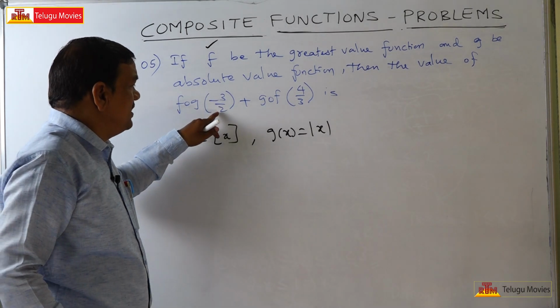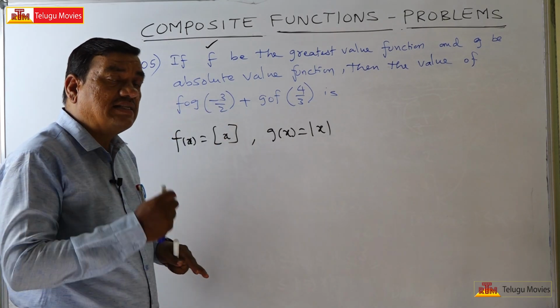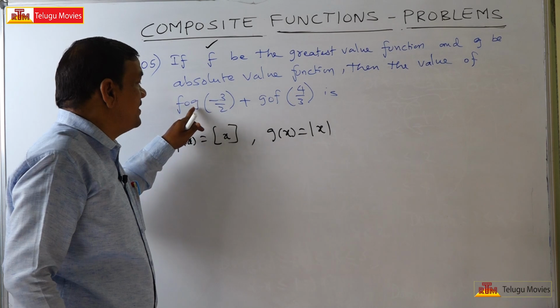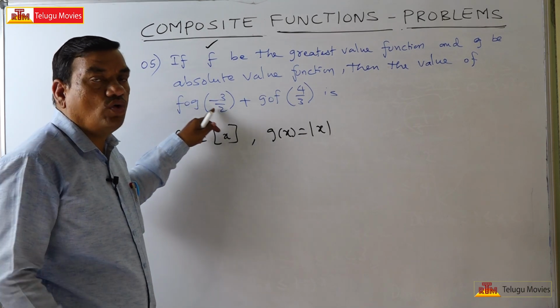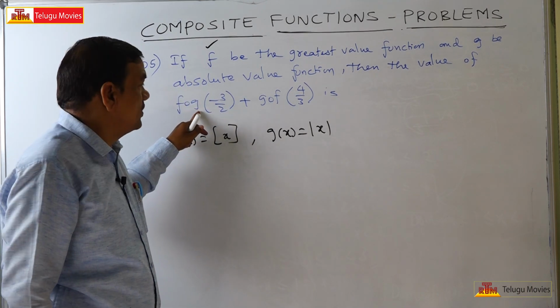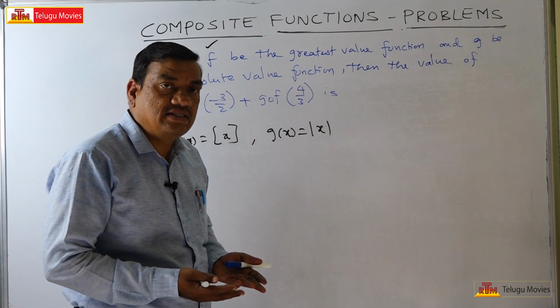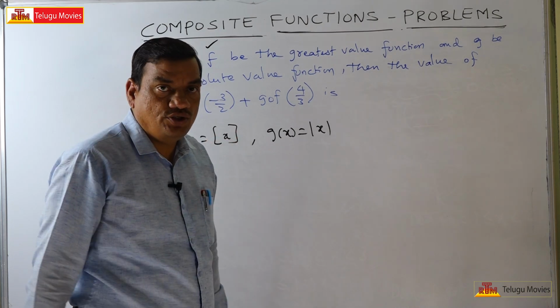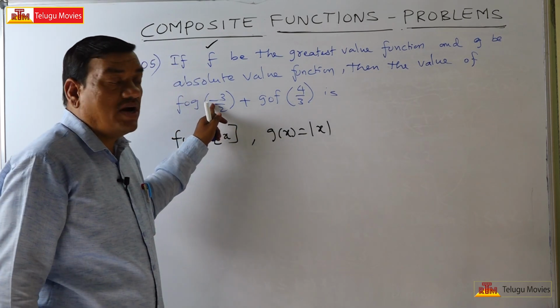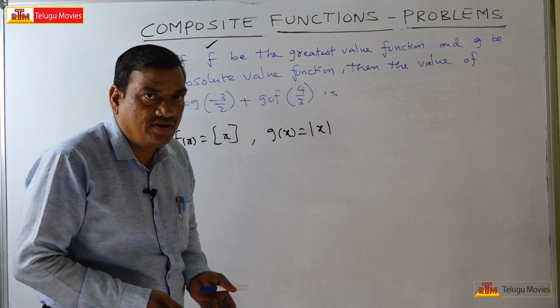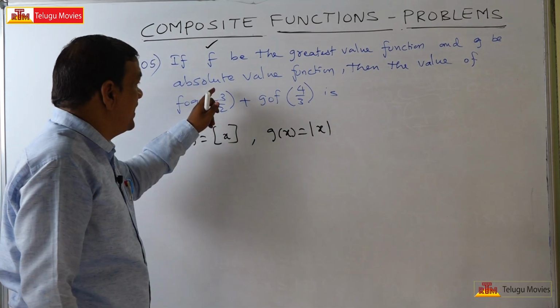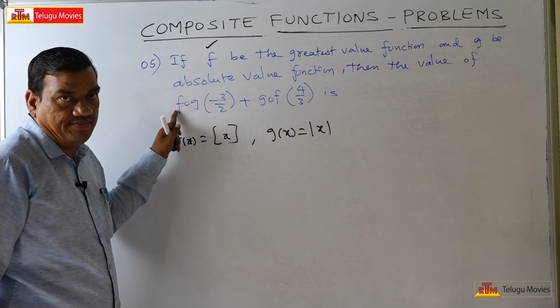First, this minus 3 by 2. Minus 3 by 2 means minus 1.5. First it will go to the function g. What will g do? Modulus of x, that means it will make it positive. Minus 1.5 will become plus 1.5. Then again that 1.5 will go to f.